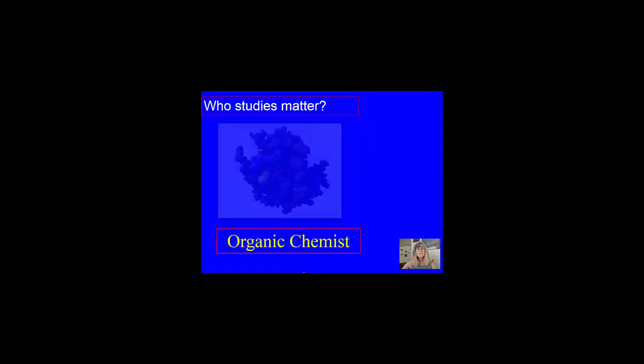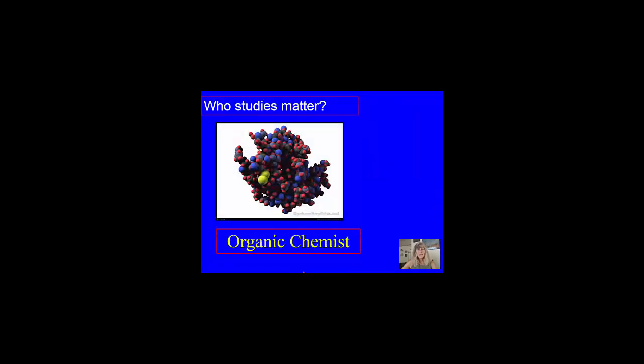Who studies matter? Organic chemists. There's lots of branches of matter and chemistry. So when we're talking about matter, we're really saying, what do chemists do? And there's a little blurb in your book. So go ahead and write some of these down. Organic chemists, anything with carbon is what they study.